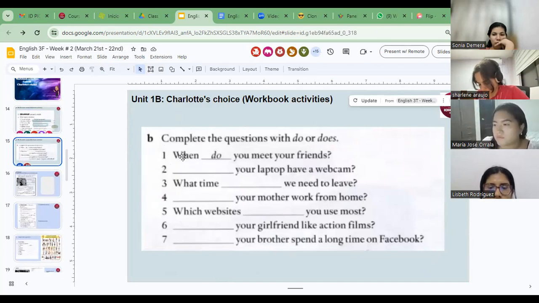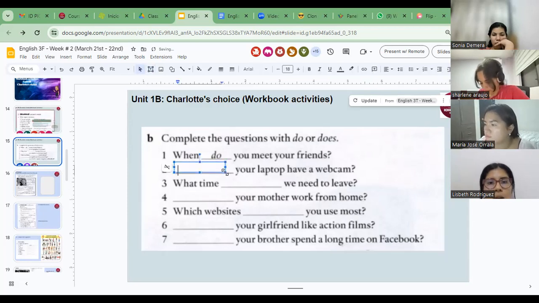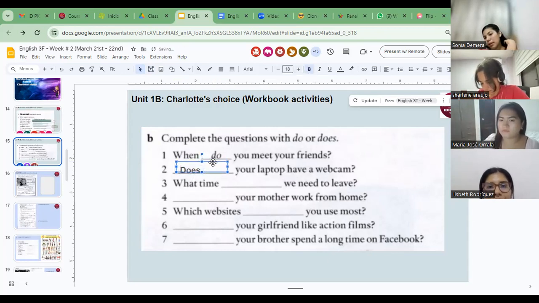Lisbeth, number 1 is done, right? When do you meet your friends? What about number 2? Does your laptop have a webcam? Does. Why does and not do? Does your laptop have a webcam? A webcam. Why is it does and not do? What's the subject in here? Is does a plural? No, it's singular.